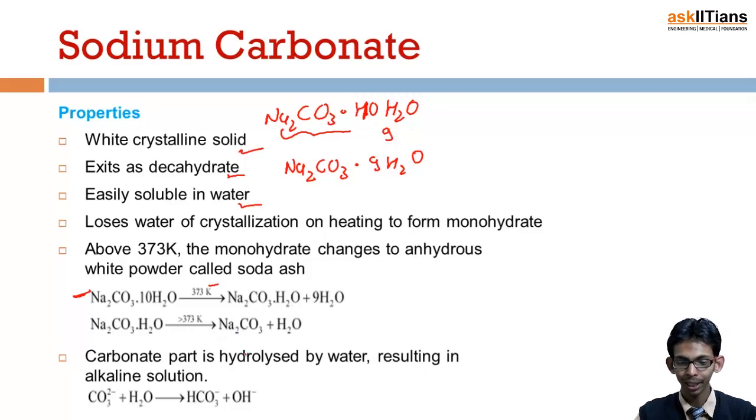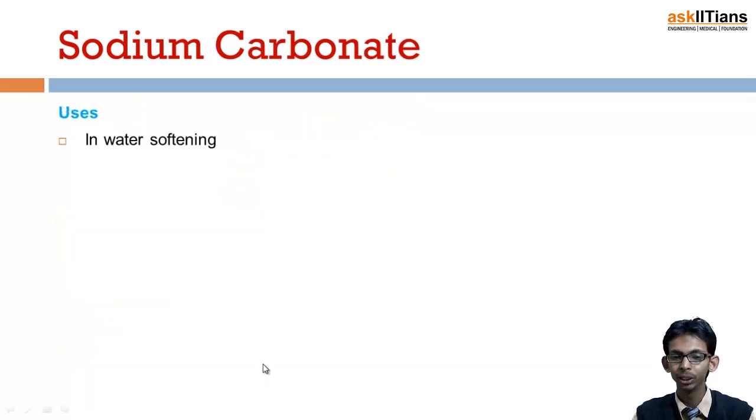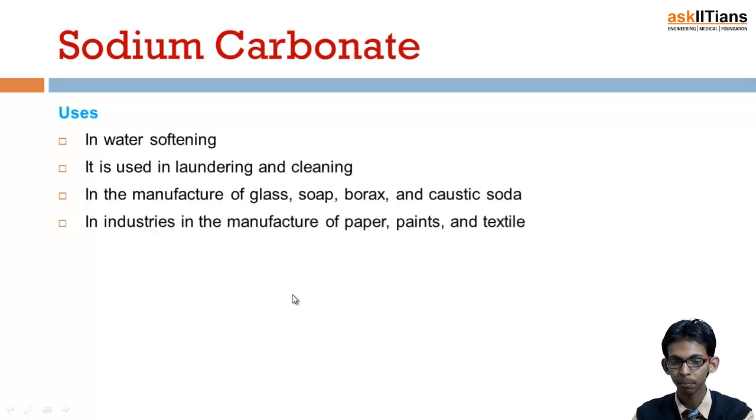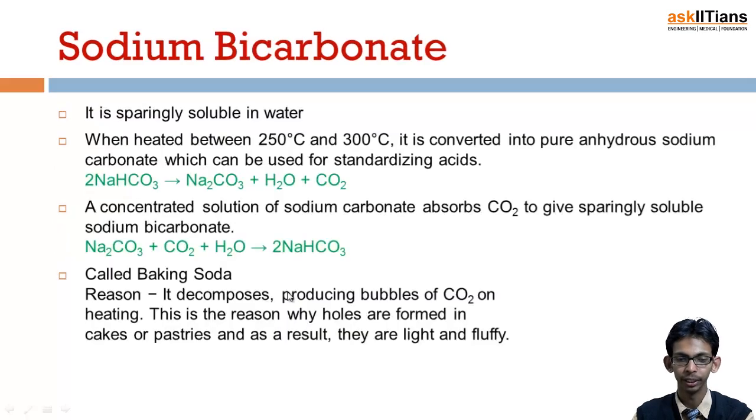The carbonate part is hydrolyzed by water, resulting in an alkaline solution. If it is dissolved in water, it will result in formation of an alkaline solution. Now, what are the uses of sodium carbonate? It is used for softening of hard water. It is used in laundering, for cleaning, in manufacturing of glass, soap, borax and caustic soda, in industries in manufacturing of paper, paints and textiles, and it is used as a reagent in laboratories.